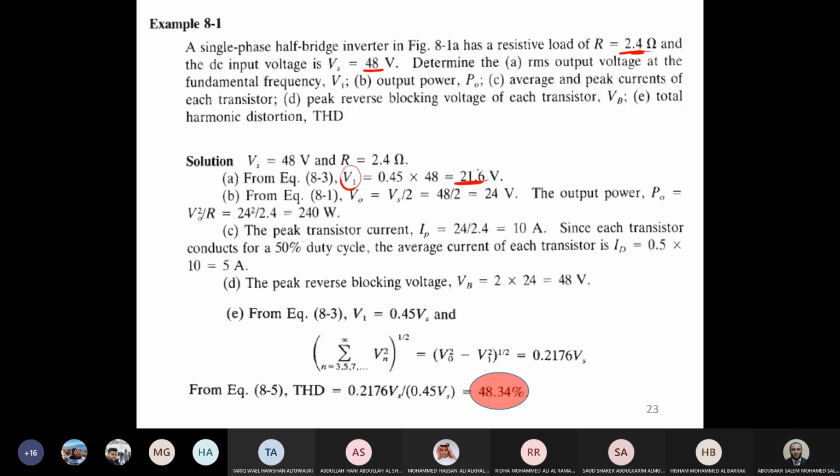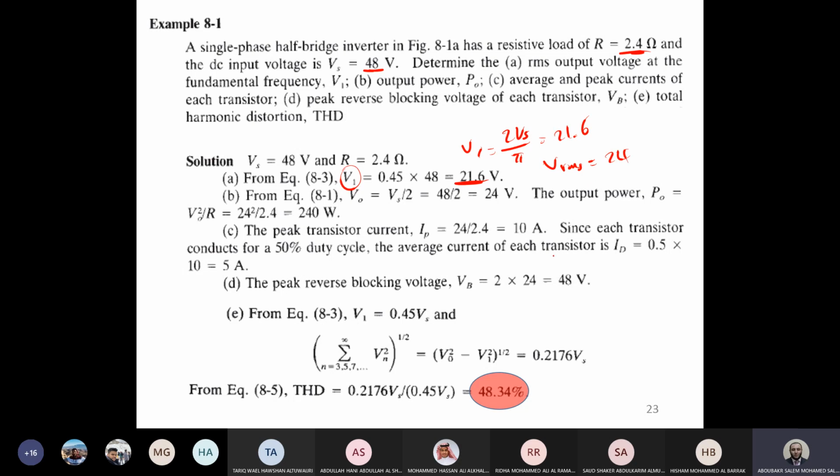Vs over, sorry, no, that's something else, sorry. RMS output voltage at the fundamental frequency. No, that's the fundamental. The output voltage RMS will be Vs over 2, which is 48 over 2, it's 24. Okay. Now, if I would like to get the total harmonic distortion, I need to obtain also the value of V1. So V1 can be obtained as 2Vs over pi. If you substitute that, it will be 21.6. So you have now V1 equals 21.6, and VRMS equals 24.